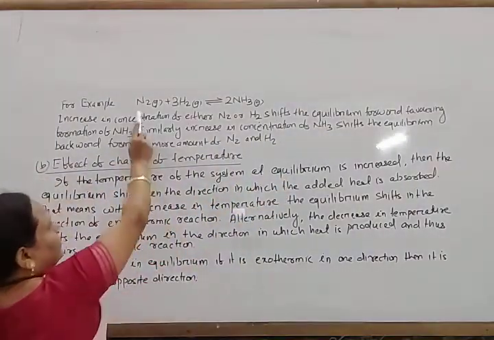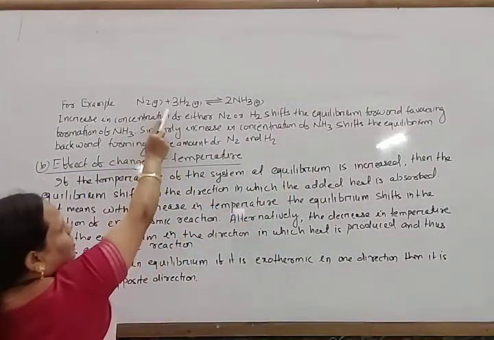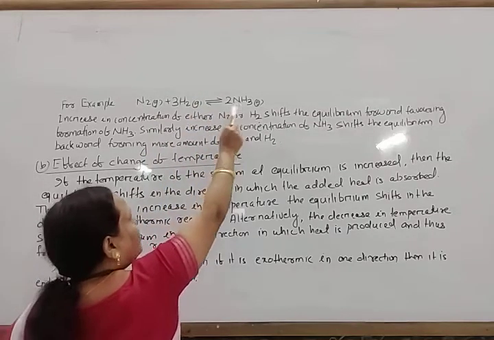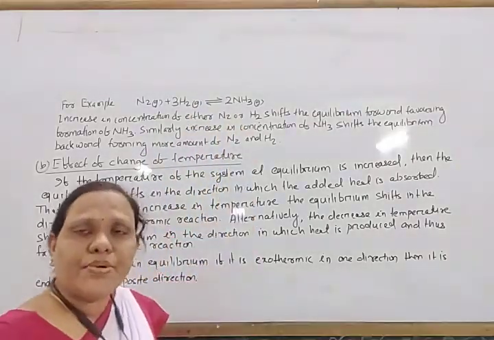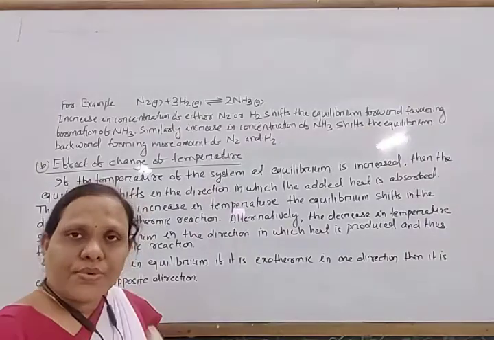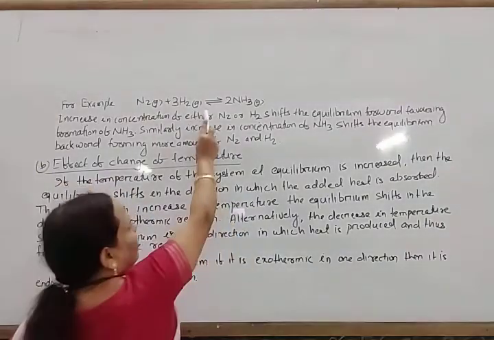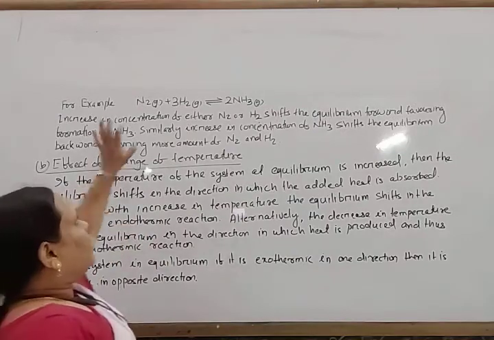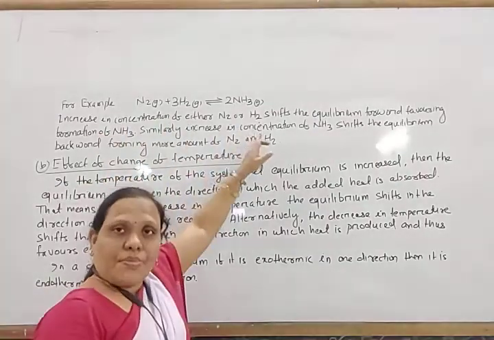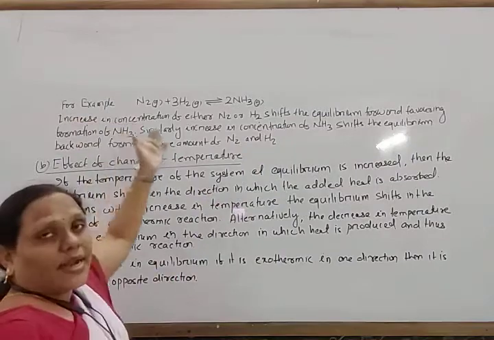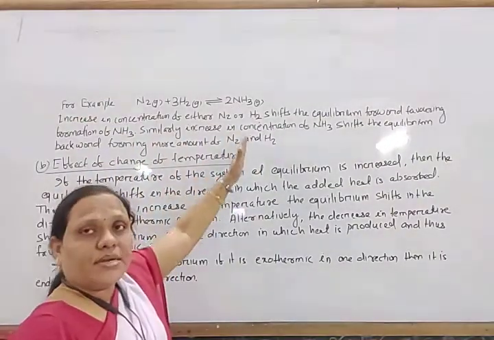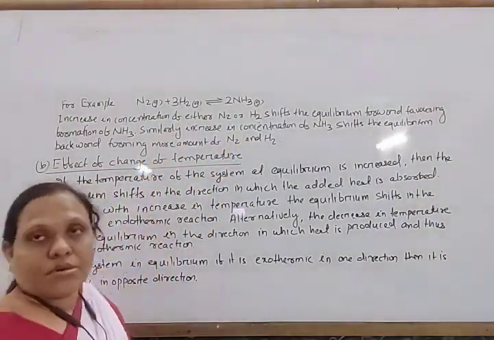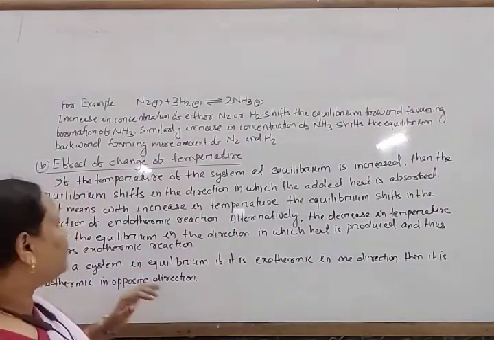So either increasing these two shifts it in this direction, or you remove ammonia from time to time, so that the concentration of ammonia decreases and it will form more ammonia. Similarly, if you either increase the concentration of ammonia or remove nitrogen and hydrogen, then the equilibrium will shift backward, forming more nitrogen and hydrogen.